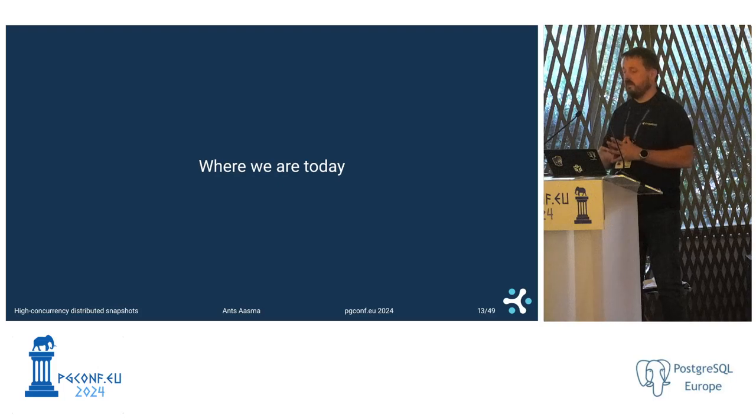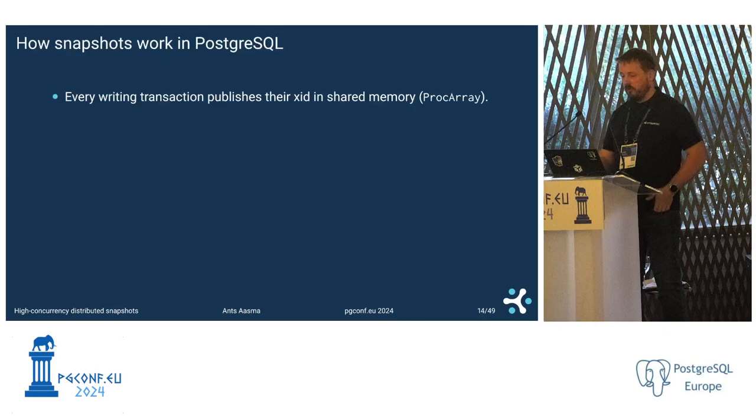That said, let's see how this stuff happens in Postgres today. So how do we do snapshots in Postgres? When a transaction starts writing, it acquires a transaction ID. Basically, we have a counter in shared memory, we increment it, and we get a next file number, just like a sequence in your regular table. And then we publish it in shared memory as a running transaction.